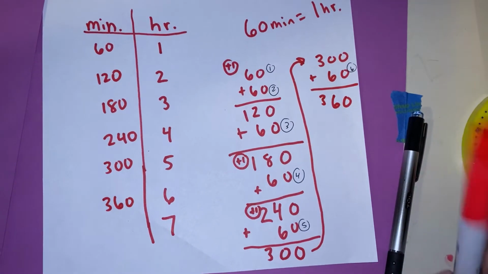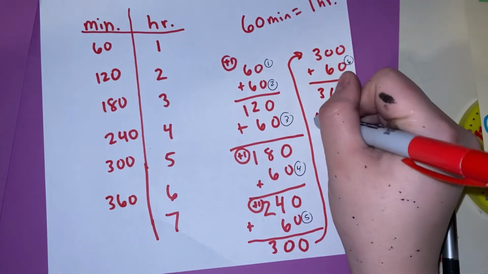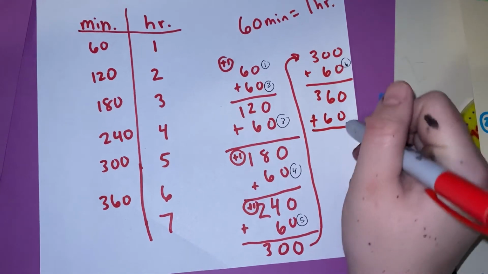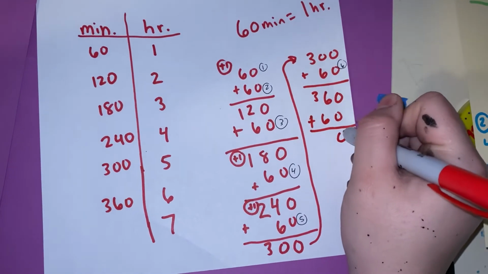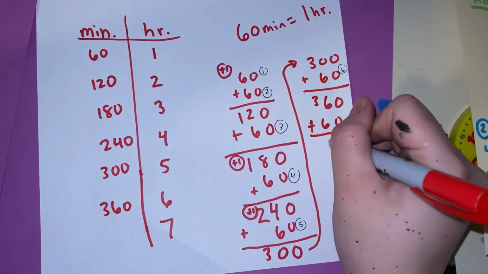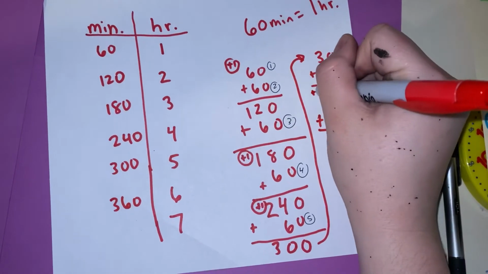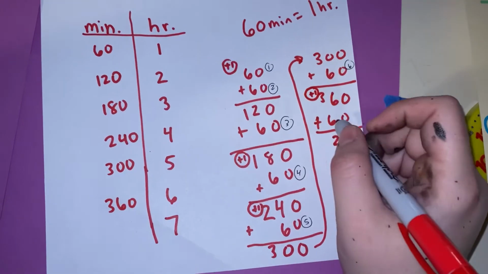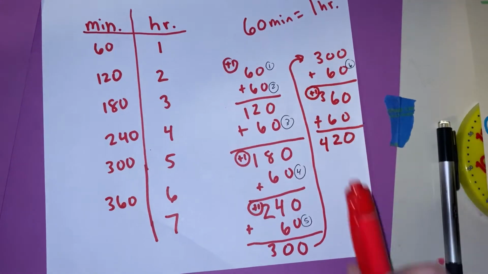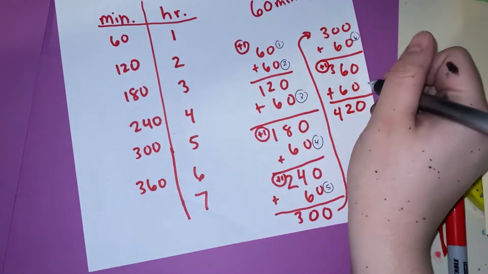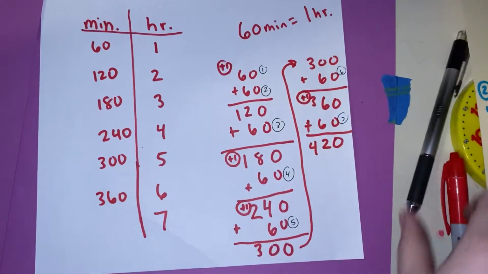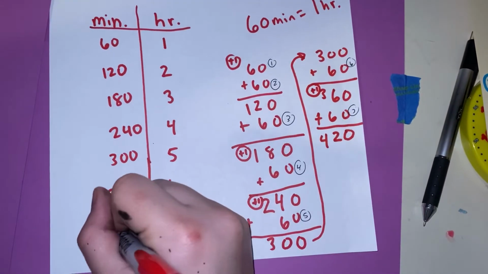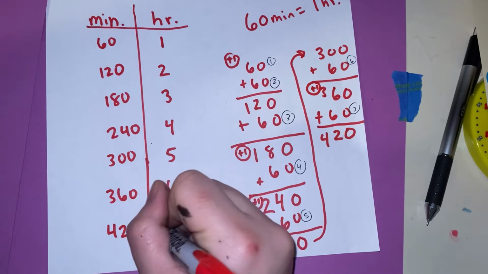Now we're going to go ahead and add our last hour, which would be hour 7. So plus 60 again. 0 plus 0, 0. 6 plus 6 is 12. Put my 2, carry my 1. 1 plus 3 is 4. So for my 7th hour, we have 420 minutes.